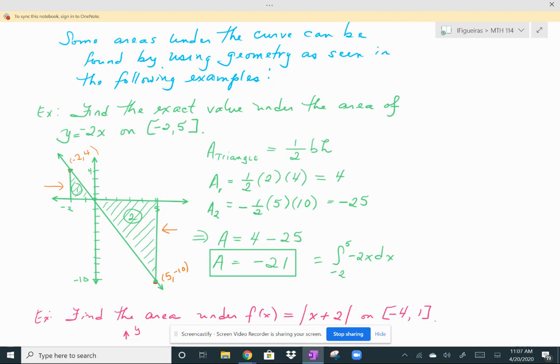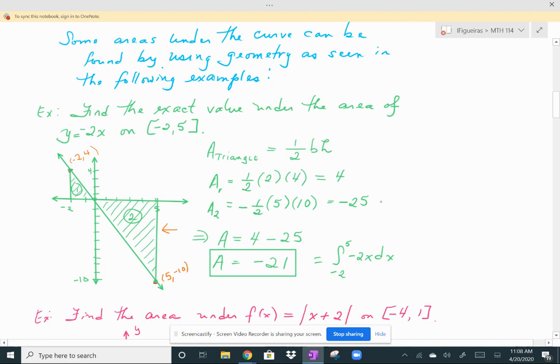So the total area of the curve, negative 2x, from negative 2 to 5, will be the sum of triangle 1 and triangle 2. Remember, the formula for the area of a triangle is 1/2 base times height. So we can easily compute that from the graph. The first triangle, the positive one, is 1/2, the base is 2, the height is 4. So 1/2 of 2 times 4 gives you a value of positive 4.